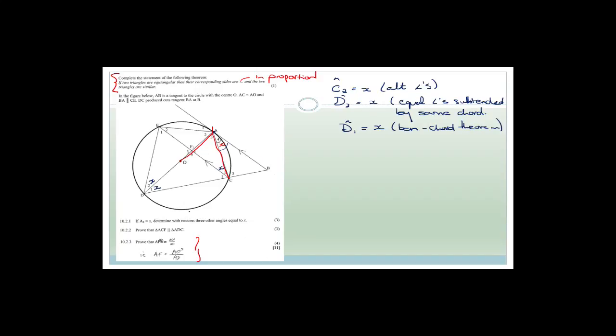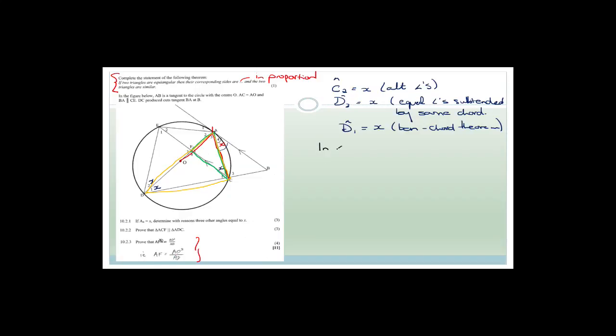Okay. Now it says prove that triangle ACF is similar to triangle ADC. Let's get another color before we do this. Let's choose green. So we need to prove that triangle ACF is similar to triangle ADC. Okay, so let's write it down.